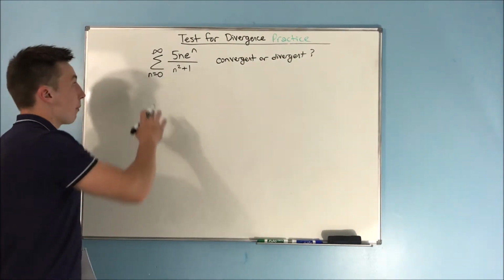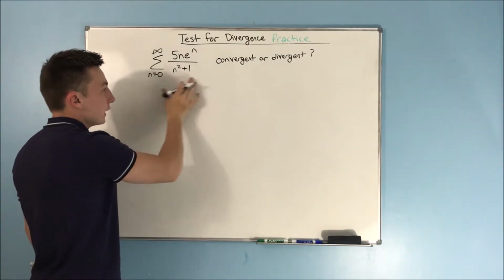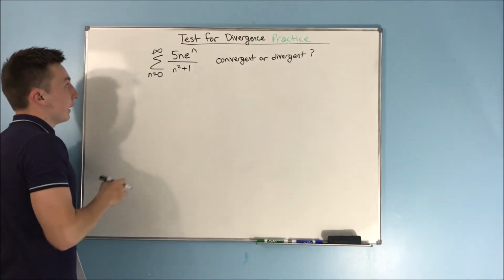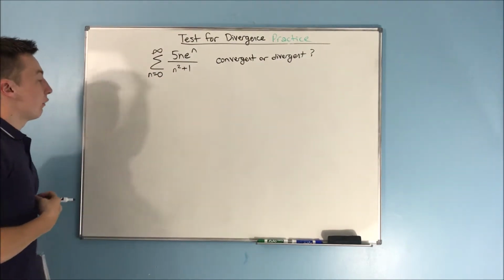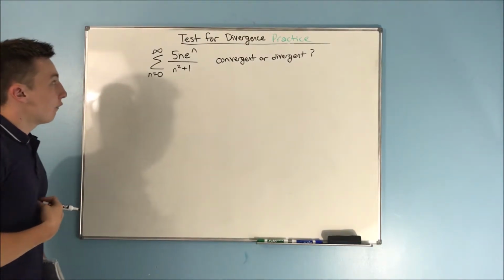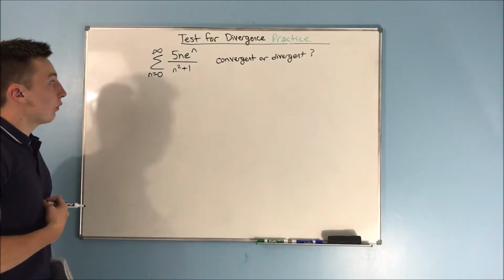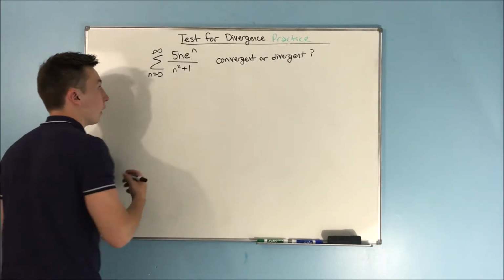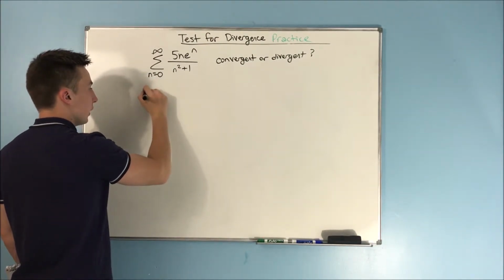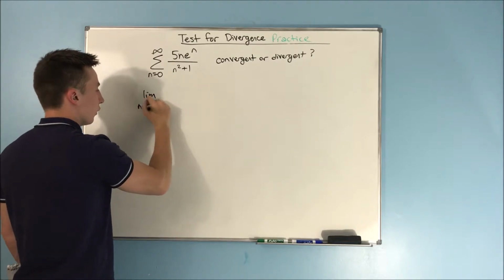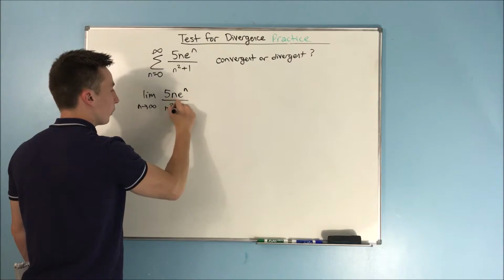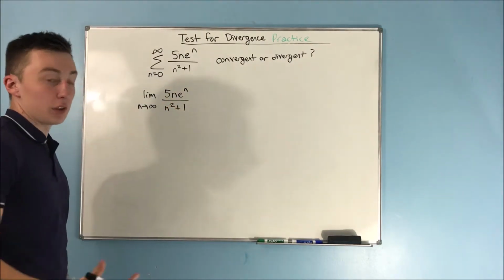Alright, so we have our next problem up on the board here. We want to see if this series is converging or diverging, and that series is the sum from n equals 0 to infinity of 5n e to the n over n squared plus 1. Now to do this, we have to utilize L'Hopital. Okay, so we take the limit as n approaches infinity of 5n e to the n over n squared plus 1, and you can see that we're going to have to use L'Hopital.